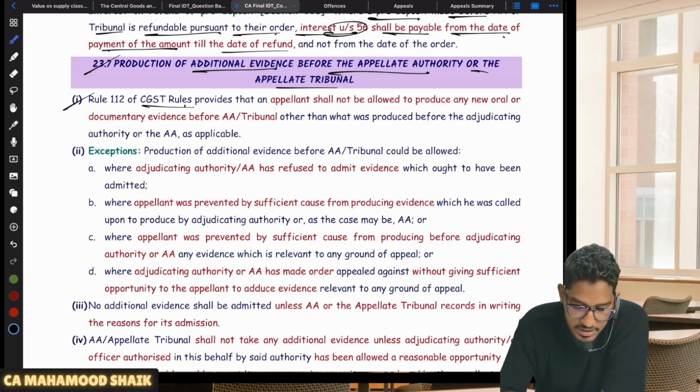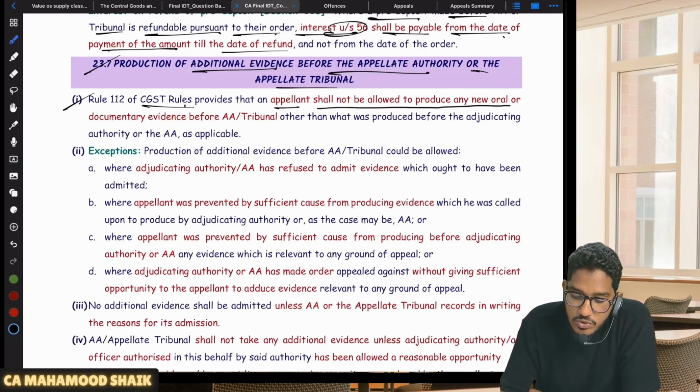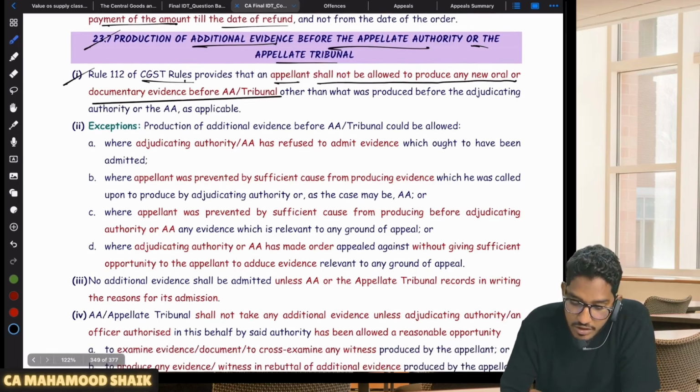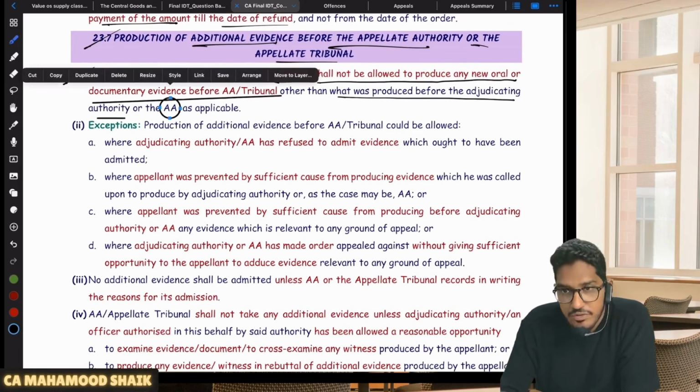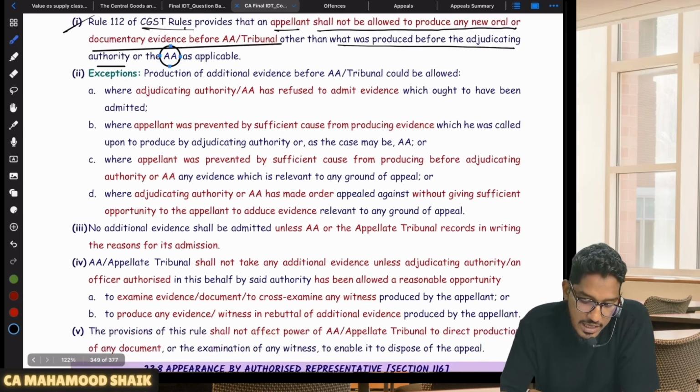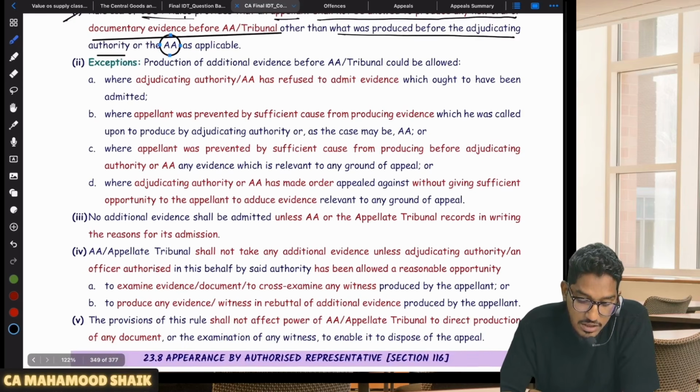Rule 112 of the CGST Rules provides that an appellant shall not be allowed to produce any new oral or documentary evidence before the appellate authority or tribunal, other than what was produced before the adjudicating authority. Or if you are going for the appellate tribunal, whatever you have presented before the appellate authority, that only you have to present. Extra, no. However, there are some exceptions. The production of additional evidence before AA or tribunal could be allowed.